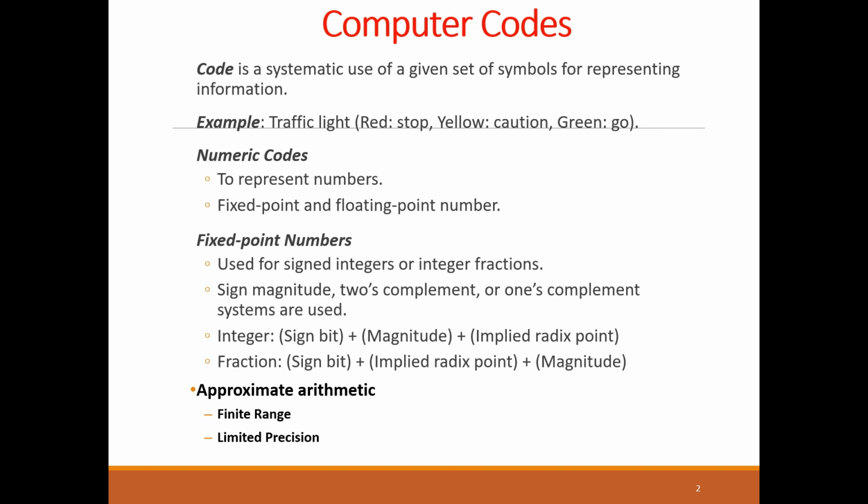Now, in a computer system, various codes are used. The codes are like systematic use of a given set of symbols to represent some information. Like from a daily life example, I can talk about the traffic light signaling system, where red light is used to stop the traffic, yellow light for caution, and green light for go. So similarly, the number representation system follows the codes or a systematic use of information.